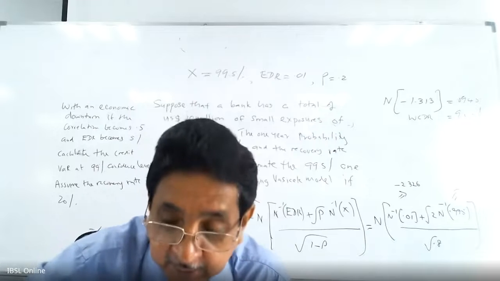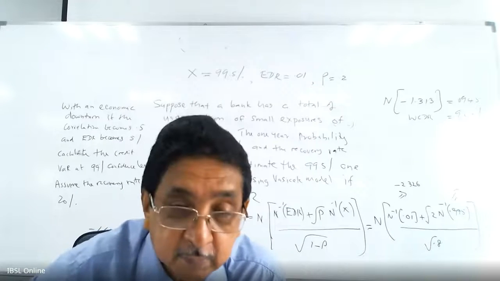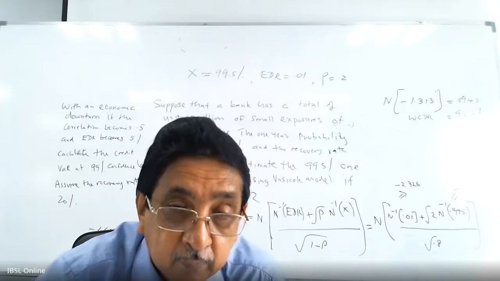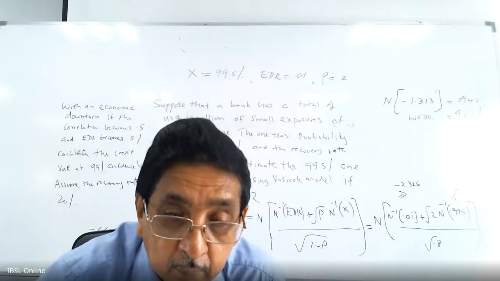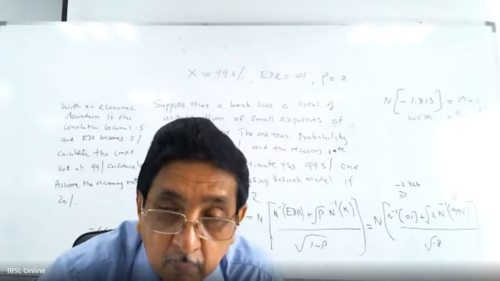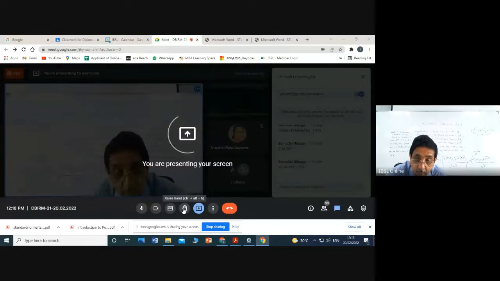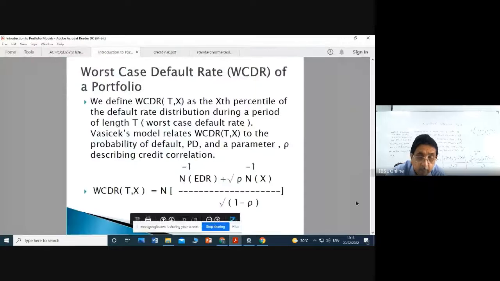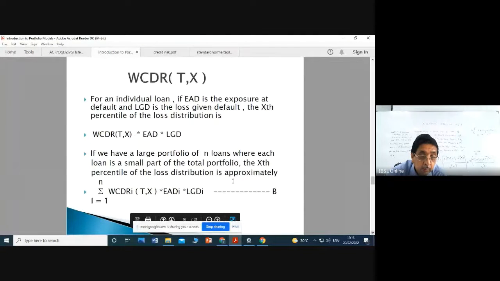Now I can refer you to the slides for the explanation also. Just look at it. Now here it is taken. When you use the WCDR and do the multiplication, you get the unexpected loss or worst case loss.